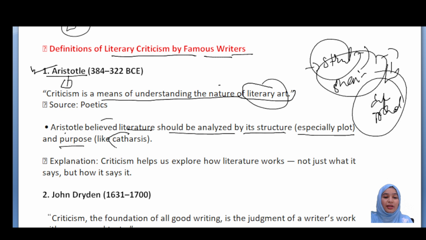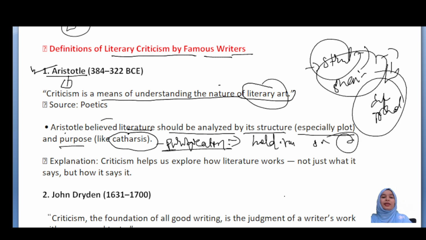So he utilized the word catharsis. Catharsis, purification. Purification means when you hold your breath seeing some scene in a movie, whether they meet or not, whether they depart or reunite. After knowing the final scene of that movie, finally they reunited, means you feel very relaxed.